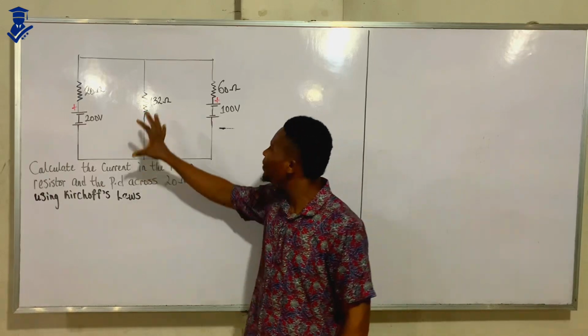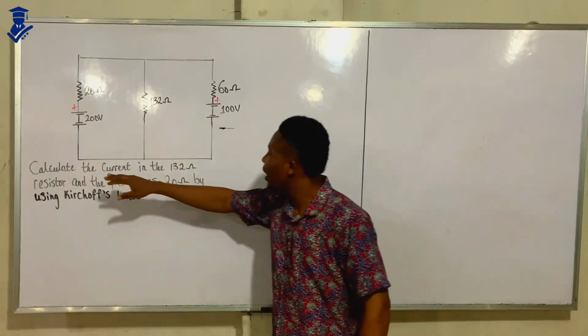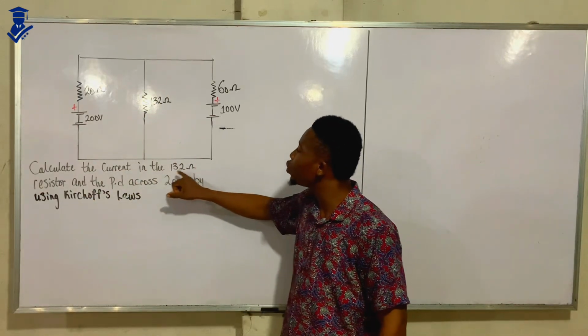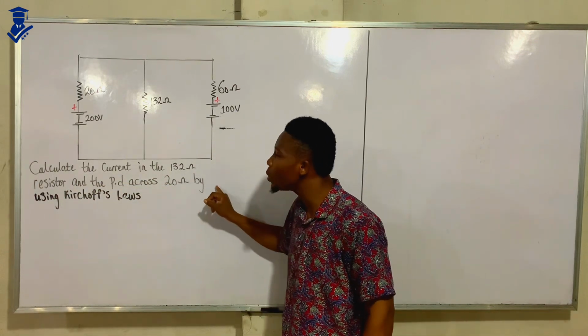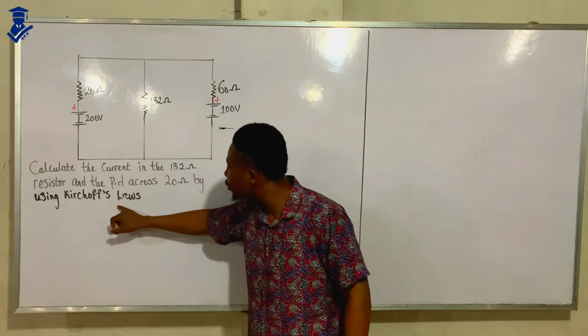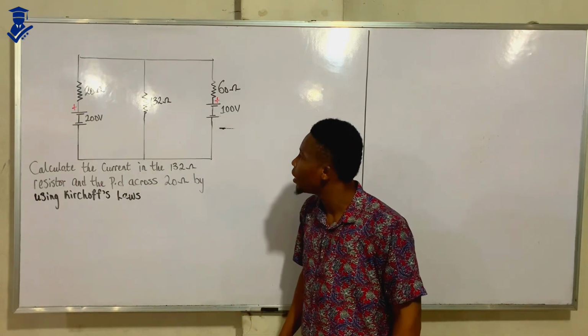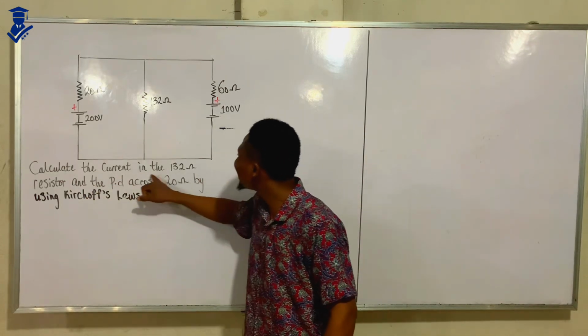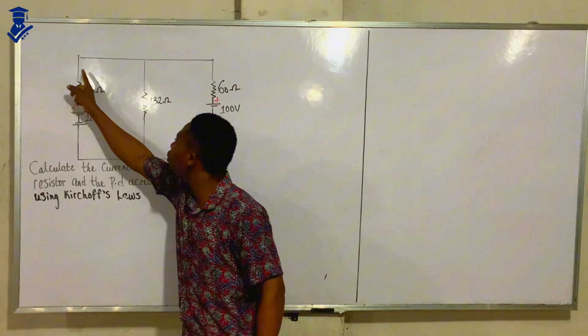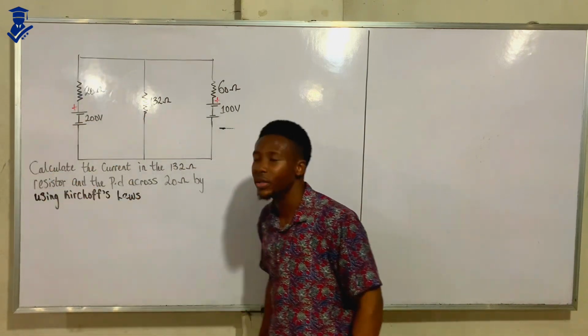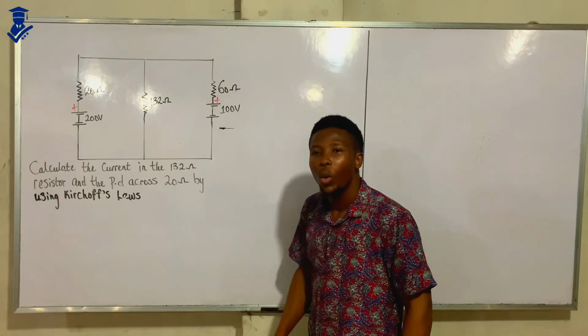Alright guys, we have this circuit and we have to calculate the current in the 132 ohms resistor and the potential difference across the 20 ohms resistor by using Kirchhoff's laws. Alright, we want to find the current in this 132 ohms resistor and the potential difference across this 20 ohms resistor. Alright, now what do we do?